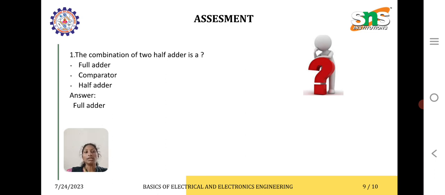So this is a short recap. In the starting we learnt about combinational and sequential circuits, followed by the adders. In adders we have two types, half adder and full adder. The combination of two half adders is called a full adder.